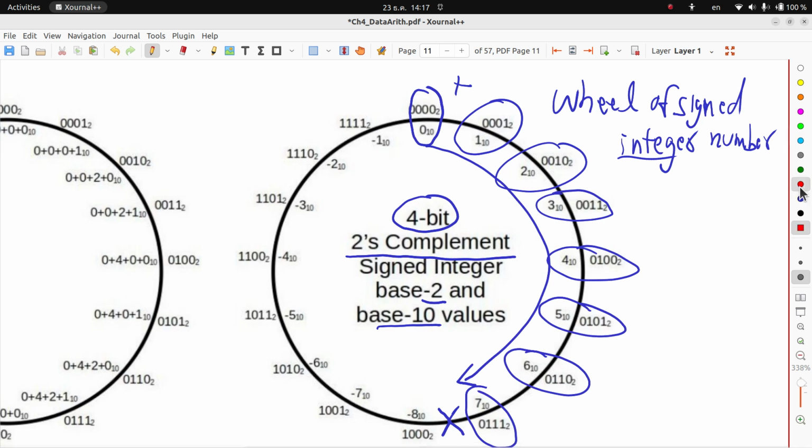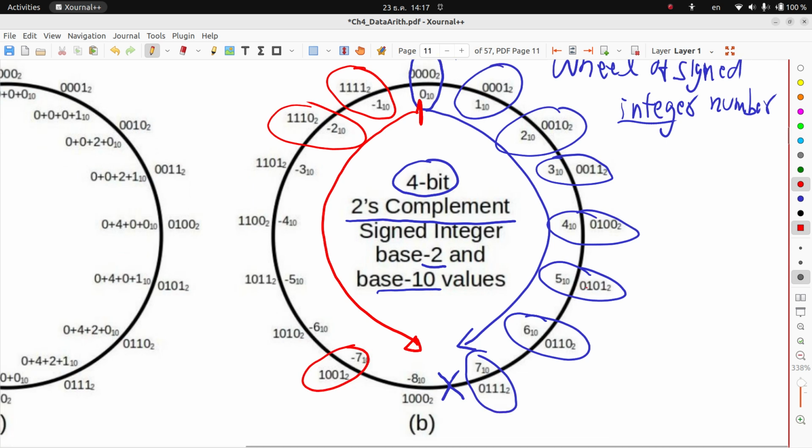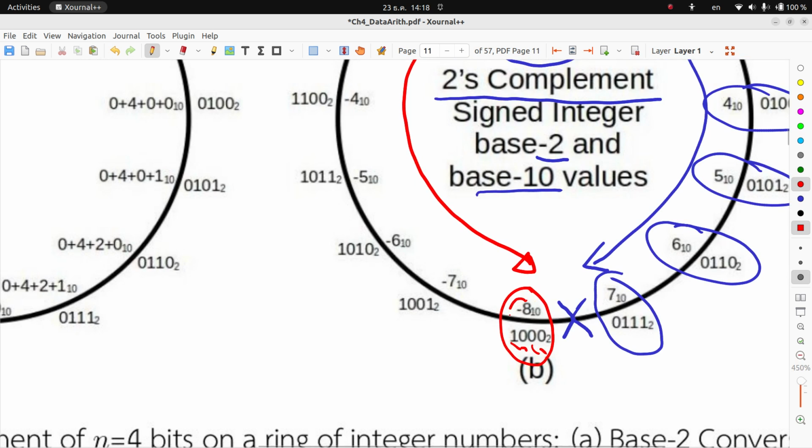How about the negative sign? Start from here to here. Minus 1, minus 2, all the way to minus 7, all the way to minus 8. Okay? So, how are they calculated? 1, 0, 0, 0. How can it be minus 8? How can it be minus 8?